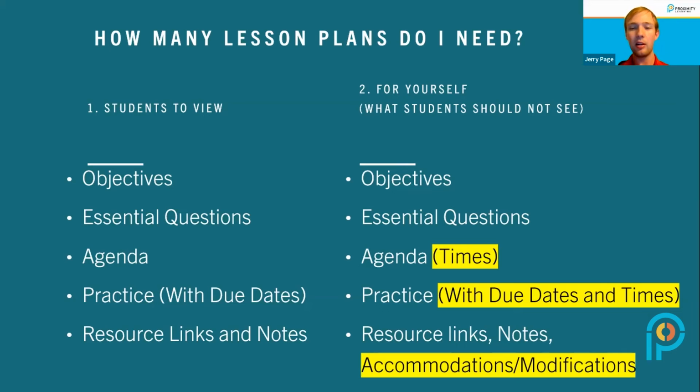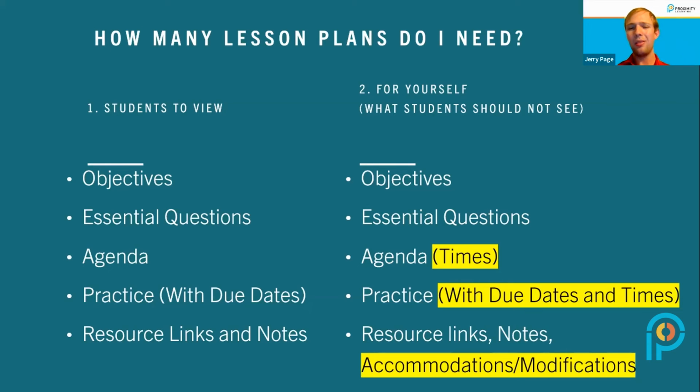Lastly, for resource links and notes, I put everything I could think of down here. I give an example of accommodation modifications. So if your student has an IEP or a 504, it's good to know. It's good to note that down, so you're planning ahead with that. Like, okay, this student needs to write, instead of 2 to 3 paragraphs, maybe they can write 1 to 2 paragraphs instead, if that's what the IEP calls for.